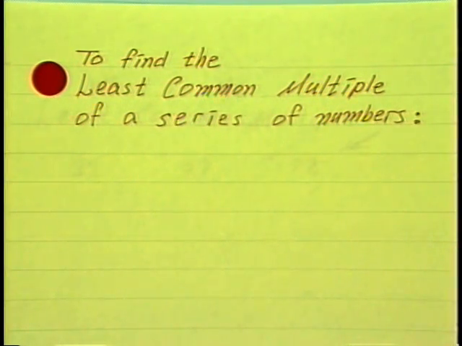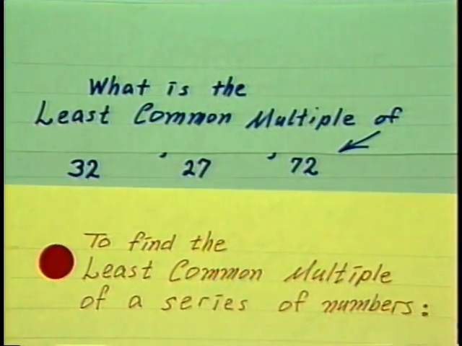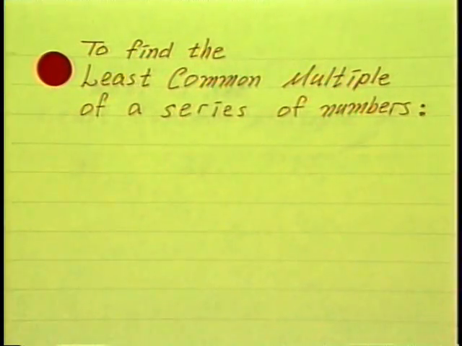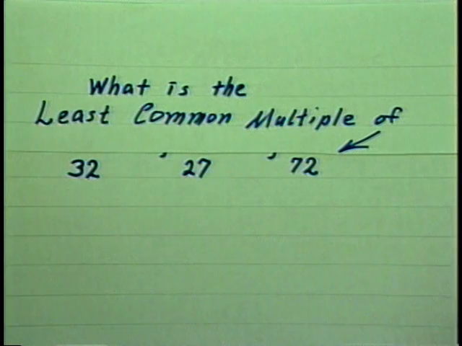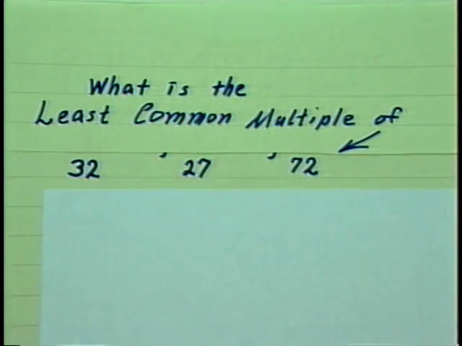To recall those, here's our numbers. The first thing we want to do is to prime factor each number and write in exponent form. Let's do that. 32.